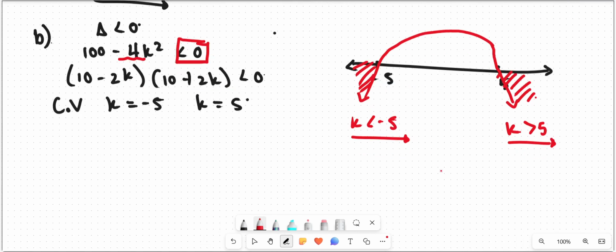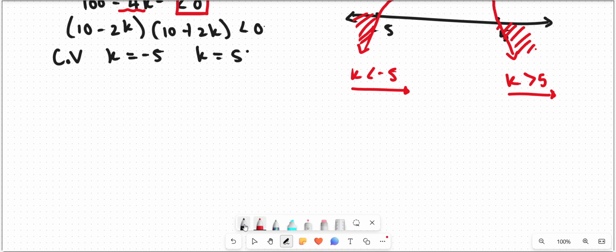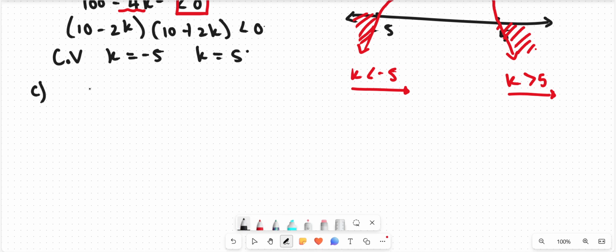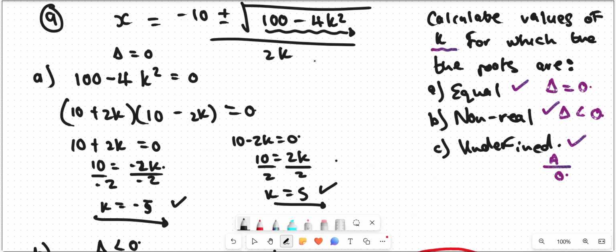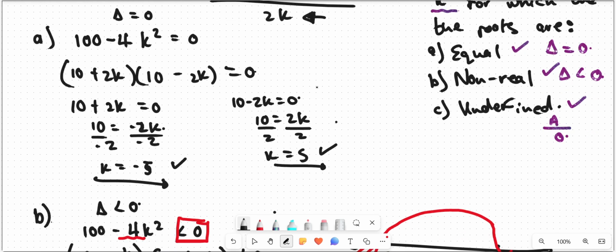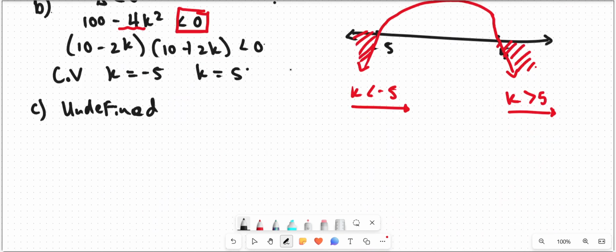So I've done that part, and then the last question says, what if it was undefined? What values of k would you be getting for undefined? So I go back to this guy. And undefined, remember, it's division by 0. So I'm saying the denominator would be equal to 0. And if it's equal to 0, then it means undefined.